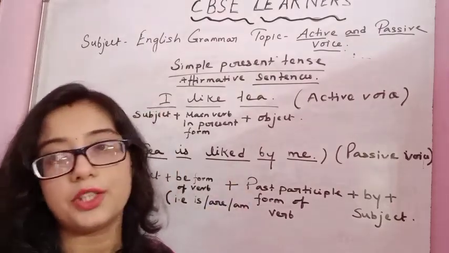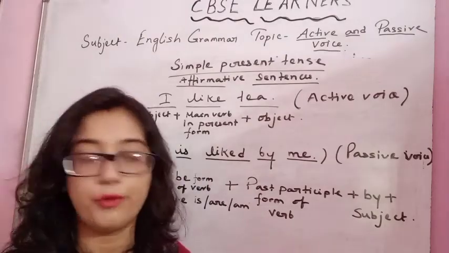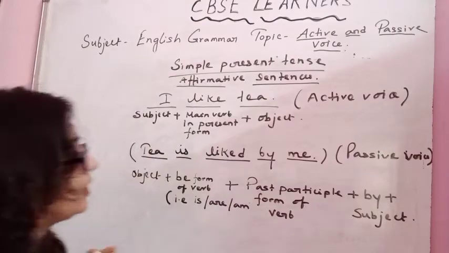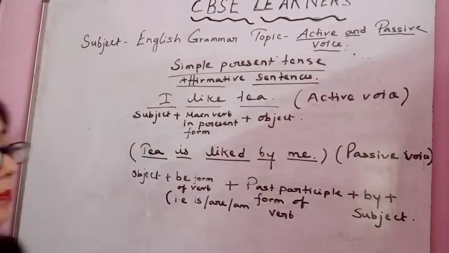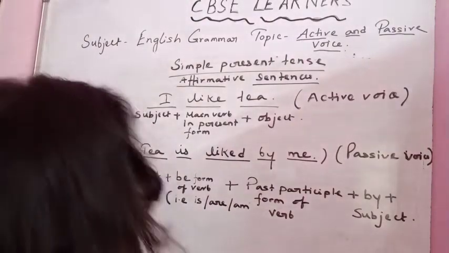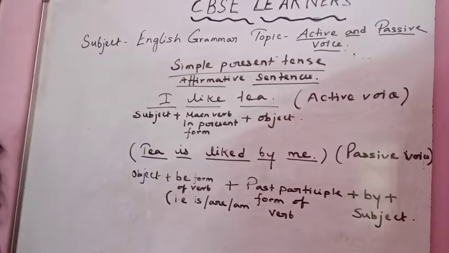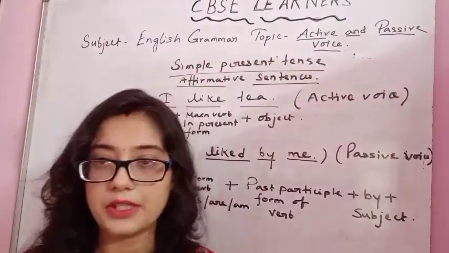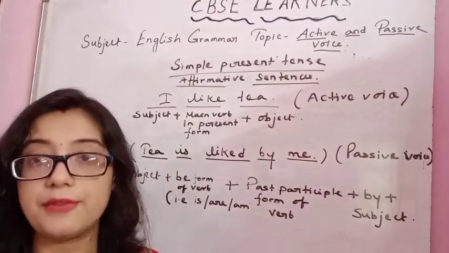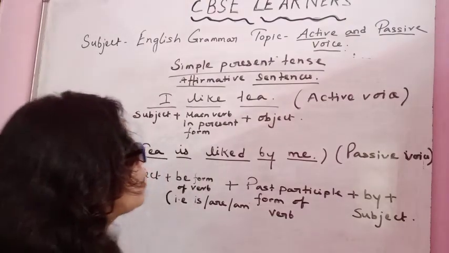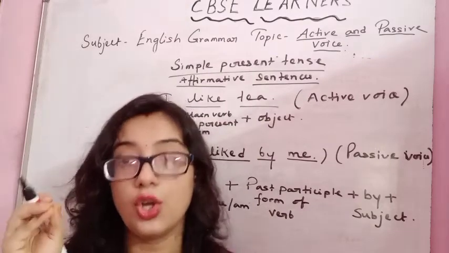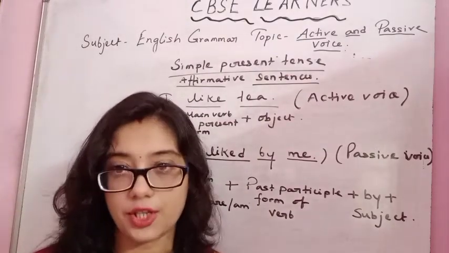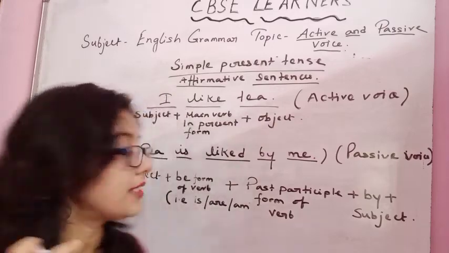So clearly, mention the past participle form of the verb, plus by, plus the subject. Okay, so this is in the case of an affirmative sentence. Now in the case of a negative sentence, we will take the same example and convert it into negative. What is a negative sentence? A negative sentence is when we add not or no to a sentence that gives a sense of negation or negativity.